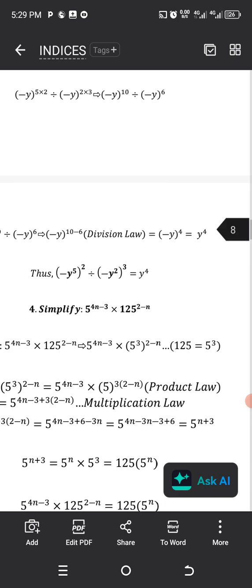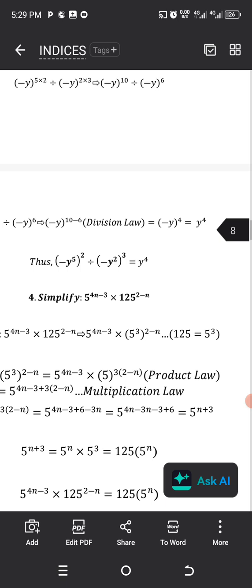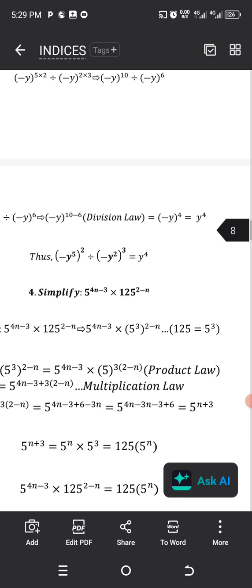So the simplification of minus y raised to power 5 inside parentheses, all raised to power 2, divided by minus y raised to power 2 inside parentheses, all raised to power 3, will be y raised to power 4. Just follow the rules and you won't have a problem.